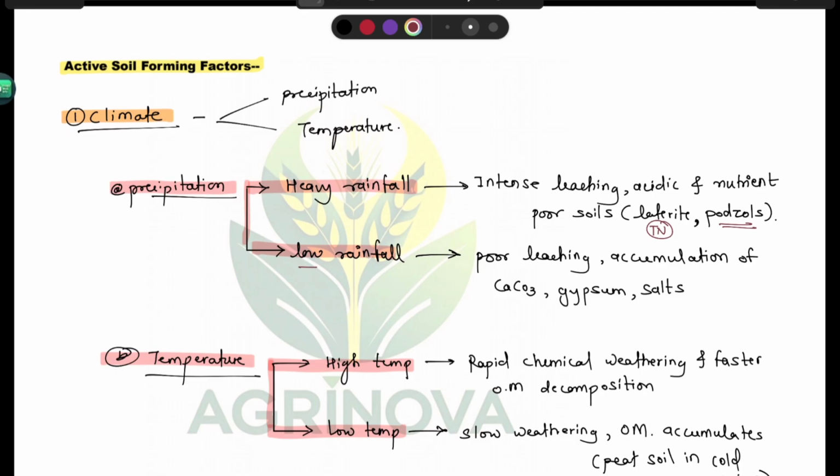The next, in the region of low rainfall, it causes accumulation of salts, and basically the soil is poor in leaching due to less water availability. For this soil we can add gypsum to overcome the problematic soil. So we will see this later, it is a separate chapter: problematic soils and their reclamation. So basically what happens in low rainfall areas? Poor leaching because of less water and high evaporation, and accumulation of salts; you can say the salts come to the surface of the soil due to capillary action.